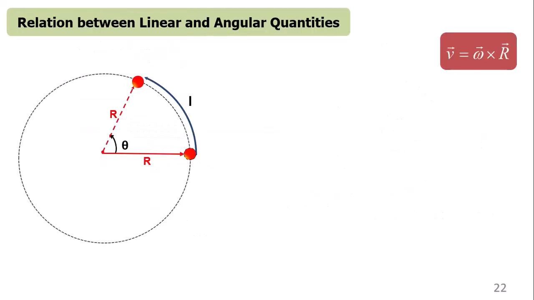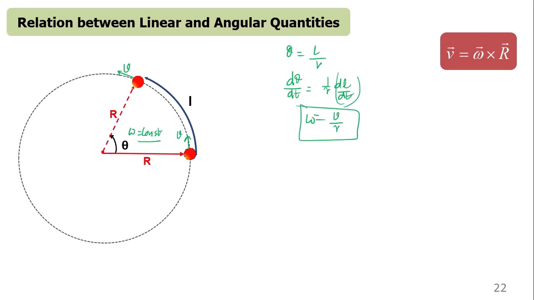Now, the relation between the linear and the angular quantity. We have already said that the linear quantity in this situation is the v value. If the particle is moving with speed v, that means it is moving with constant omega. We define theta equals L by R, so d theta by dt is 1 by R into dL by dt, and dL by dt is v. So v by R equals omega. This is the equation that connects the linear and the angular quantity.